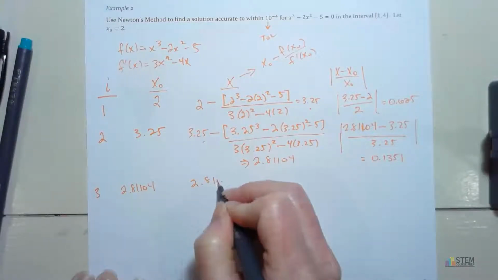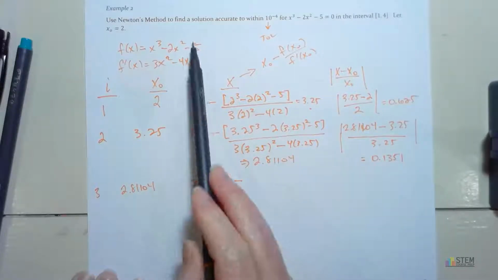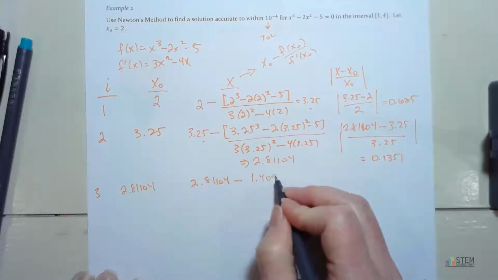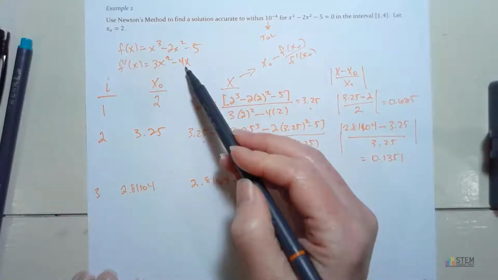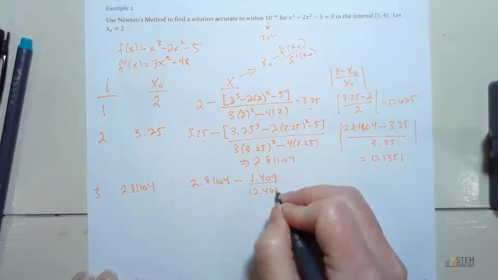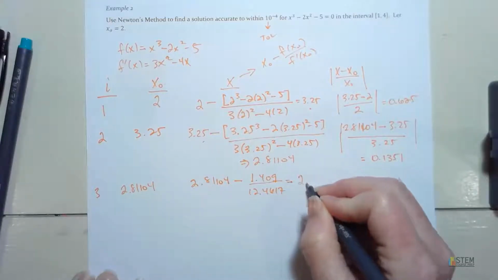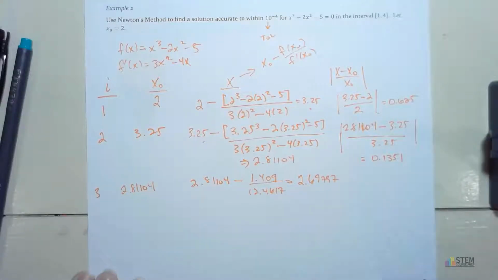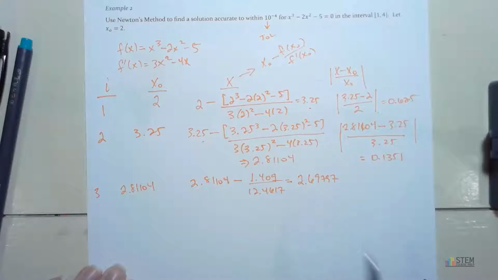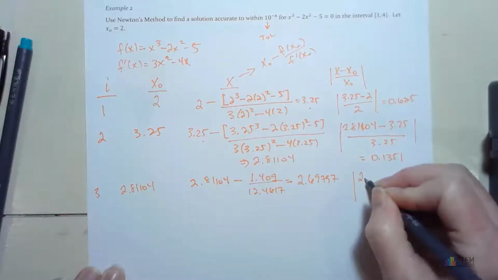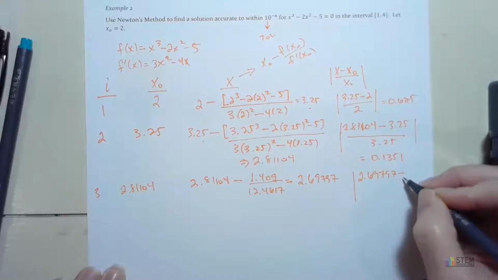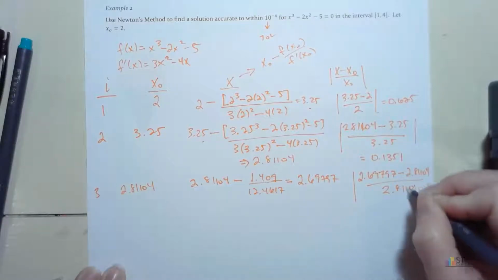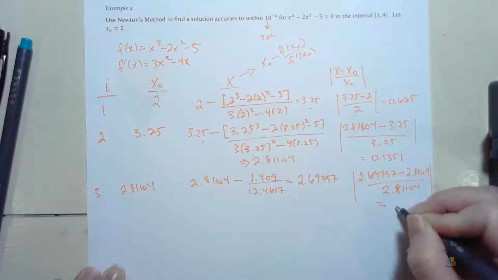So here we'd have 2.81104 minus, and then after you plug it into f of x, you get 1.409. Take this 2.811 number, plug it into f prime, you get 12.4617. And then that gives you 2.69797. Now we want to check this. So we do our absolute value. We'll take our new x value and subtract our original x naught, and now you're going to get 0.0402.